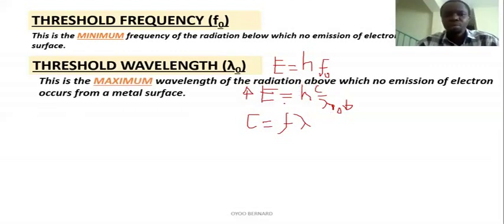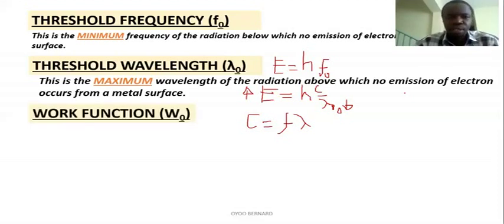This is the maximum wavelength of the radiation above which, if you exceed it, no photoelectric emission will occur from the metal surface. So it is the maximum wavelength of the radiation above which no emission of electrons occurs from a metal surface. Then work function, that now combines frequency and Planck's constant, or maybe the threshold wavelength lambda in this case.